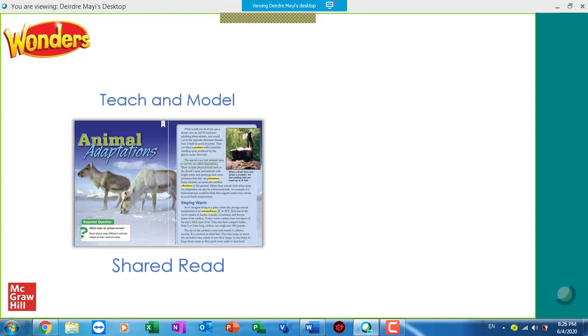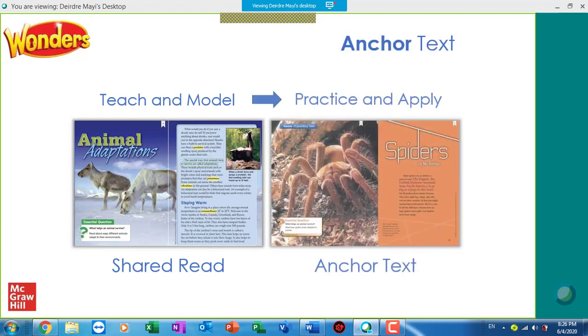So, friends, we've talked about the reading writing companion as it relates to the shared read. While students are in the shared read, you, the teacher, are teaching and modeling. Now, notice that a change will occur after the shared read is completed. Students will move into a collection of literature, and there they will find both the anchor text and the paired selection. This is where students are going to practice and apply what you taught and modeled.